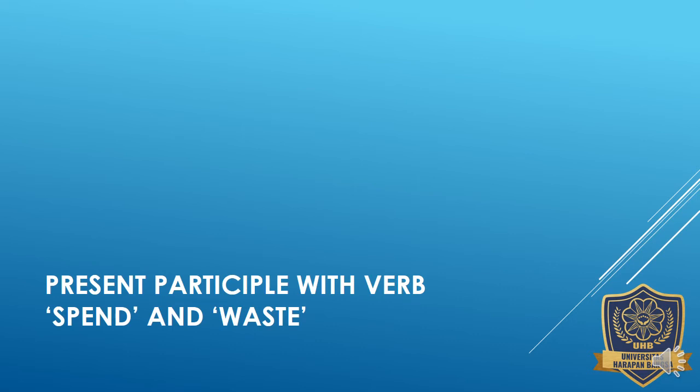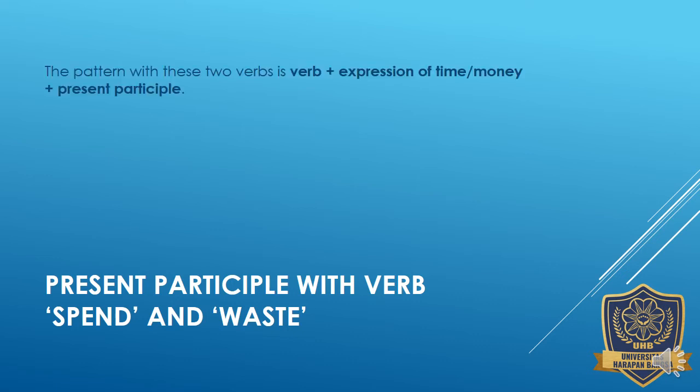Present participle with verbs spend and waste. The pattern with these two verbs is verb plus expression of time or money plus present participle. For examples, my boss spends 2 hours a day traveling to work. The word traveling, this is what we call present participle because there is a verb spends.